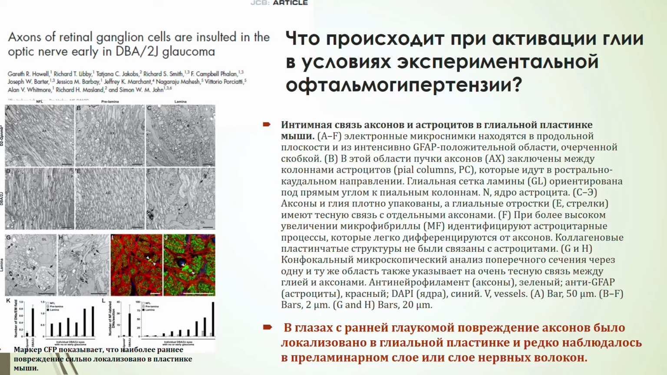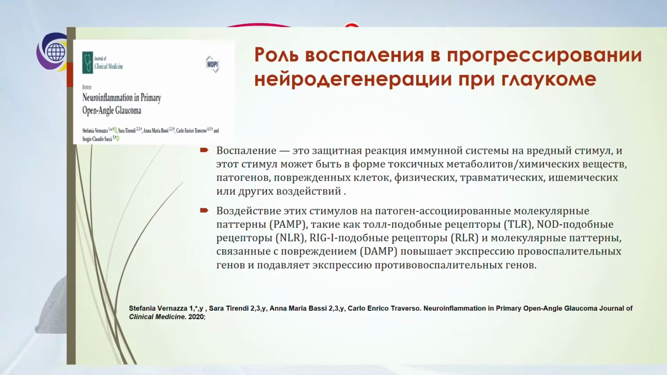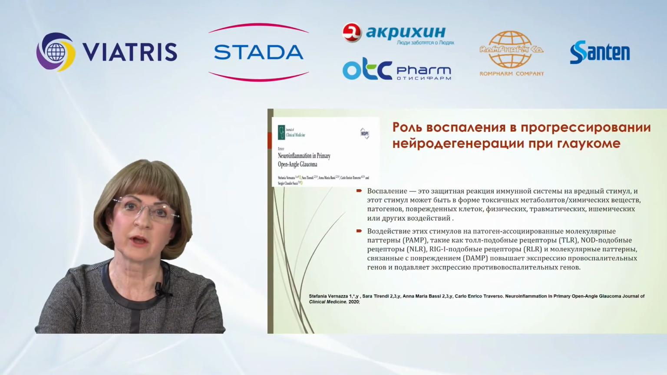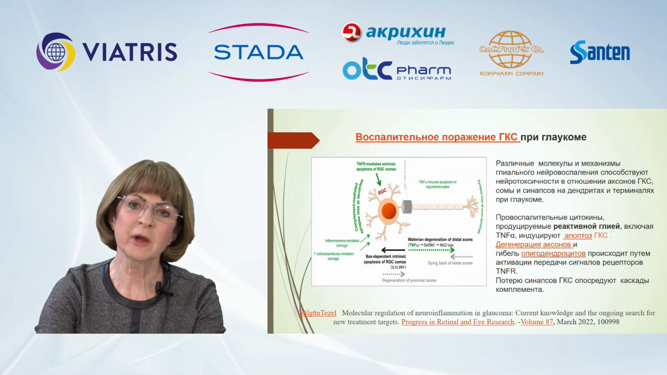And here we see what happens in a morphostructural way. Here we see that glial fibrillary acidic protein loses its cell structure, is discharged, and then neurons, the axons of the neurons, become very edematous, and they feel bad. And this is how it has been proved in experimental works that the earliest place of glia activation is the lamina cribrosa, and we see very rare glia activation in the preliminary layer or in the fiber layer. Inflammation is a very strong promoter of any pathological process, and neurodegeneration is not an exception from the rule.